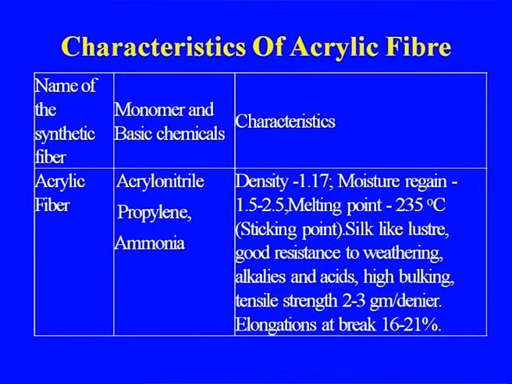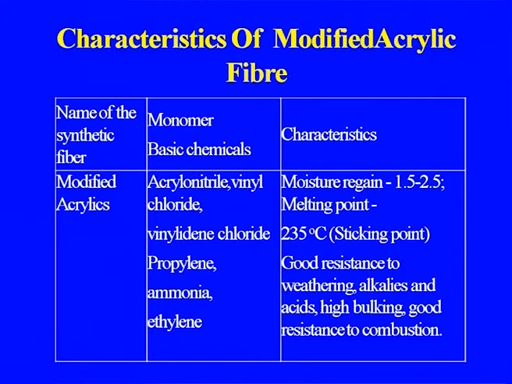The tensile strength is 2 to 3 gram per denier, elongation at break 16 to 21%, and at the same time its wool like appearance gives it use in the woolen industry, where we are making a lot of woolen material. It may be hosiery, or blanket, or even carpet, other areas where we are using modified acrylic fibers, that is acrylonitrile, vinyl chloride, vinylidene chloride.